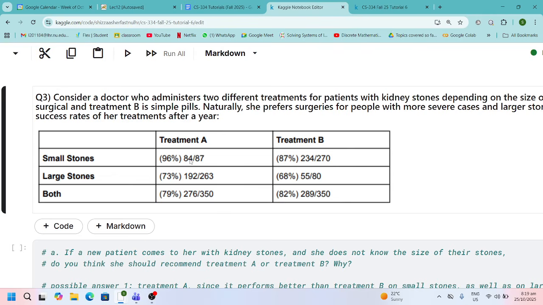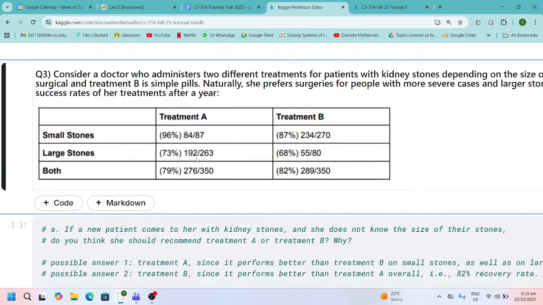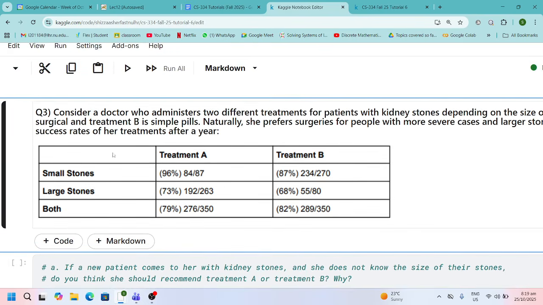The percentages that you are given are the percentage of people that recovered in each group. That is the success rate of the treatment. So essentially, I had 87 individuals with small stones who were given treatment A, 84 of whom recovered, which means that there is a 96% success rate for treatment A on individuals with small stones. Similarly, you can interpret the rest as well.